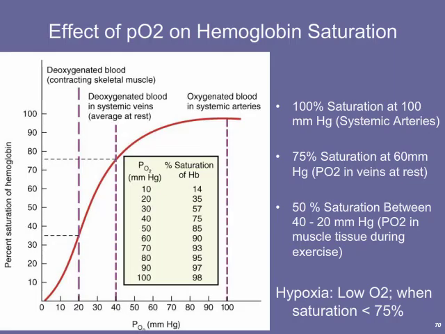Now, hemoglobin is actually a very, very smart molecule. And by saying smart, I mean that it has an ability to either hold on tightly to oxygen or be very giving with oxygen and let it go. And so it tends to adjust its greediness for oxygen based on the partial pressure of oxygen around it.